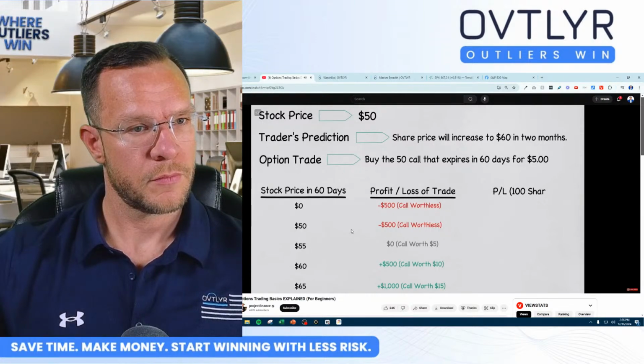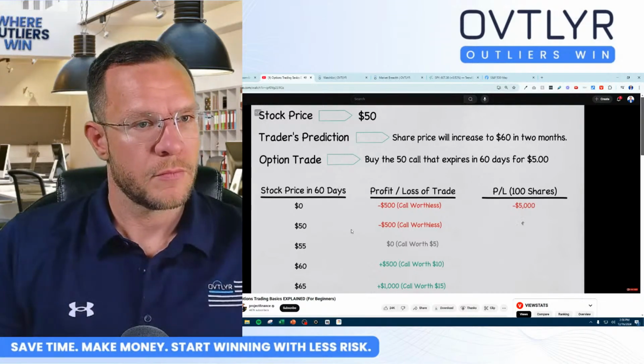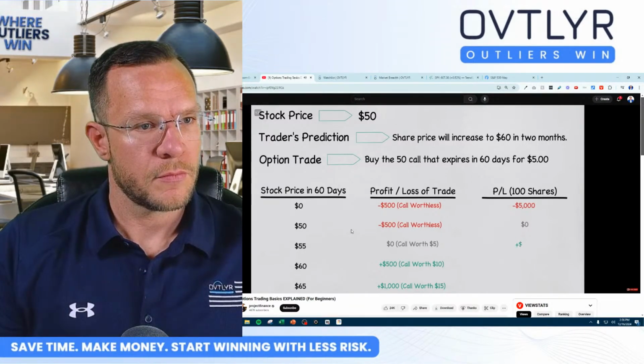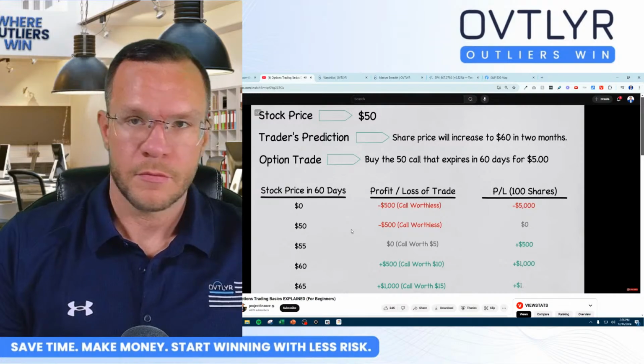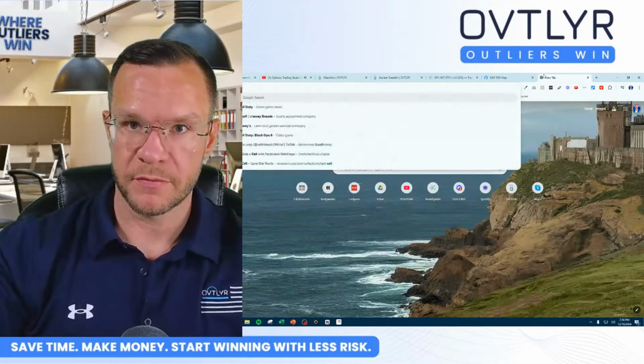Now, when we compare buying the call option to buying 100 shares of stock, we can see that when the stock price decreases significantly, the loss on the shares is far more significant than the loss on the call option. However, if the stock price stays the same and does not increase, and I want to show you why.